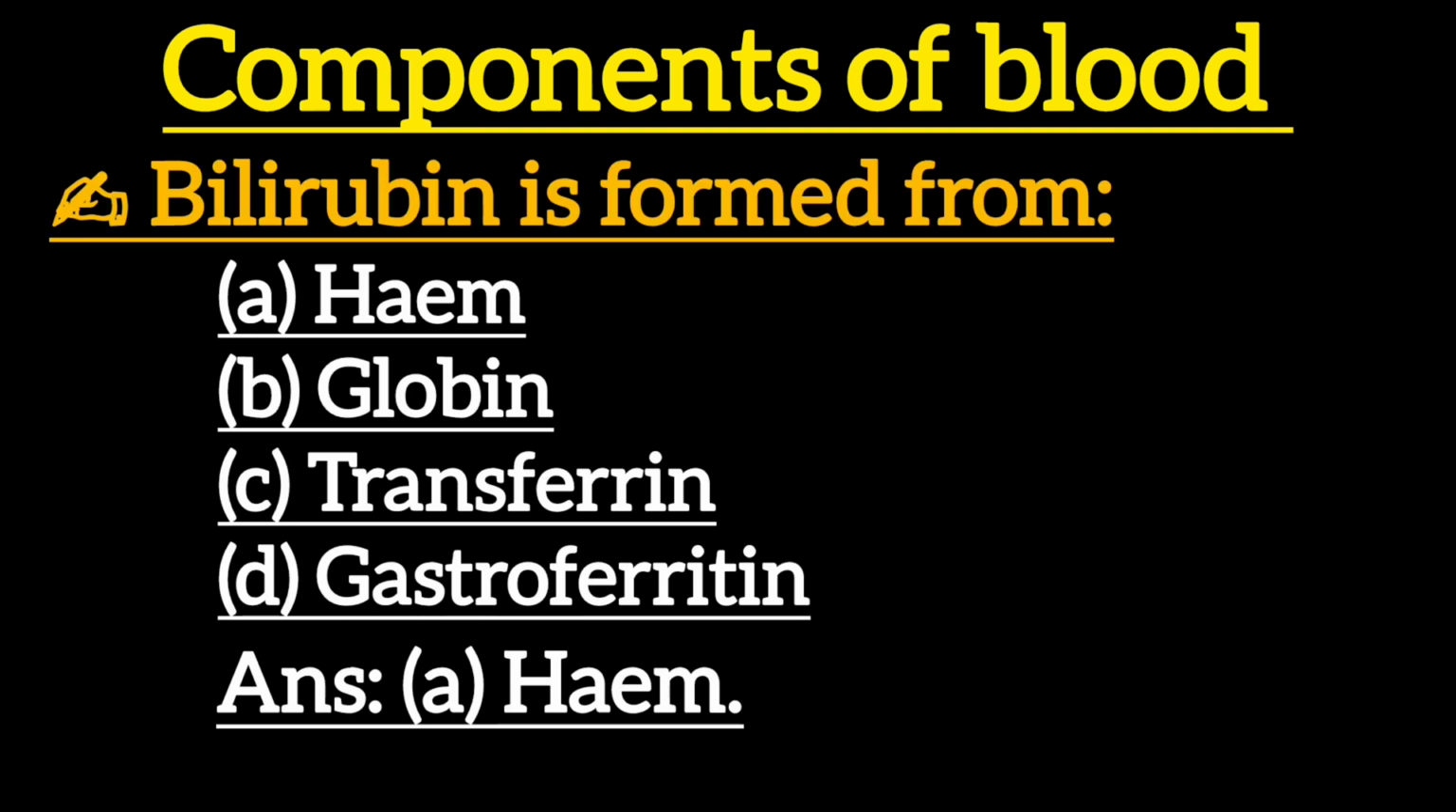Next one is bilirubin is formed from option A heme, option B globin, option C transferrin, option D gastroferritin. Correct answer is option A heme.